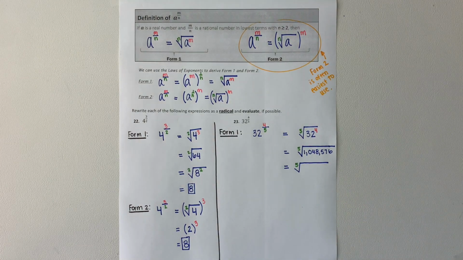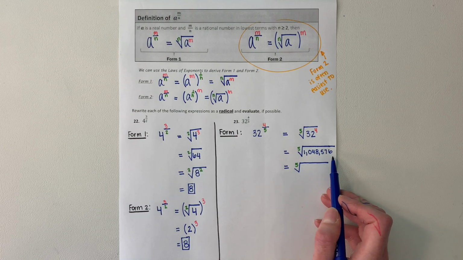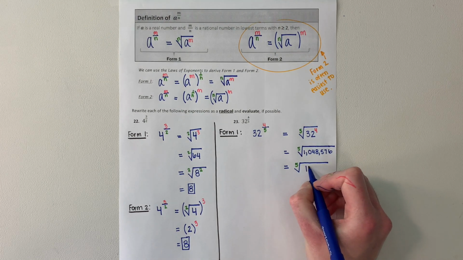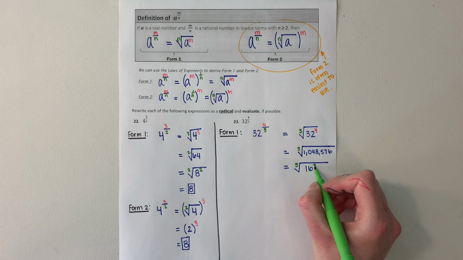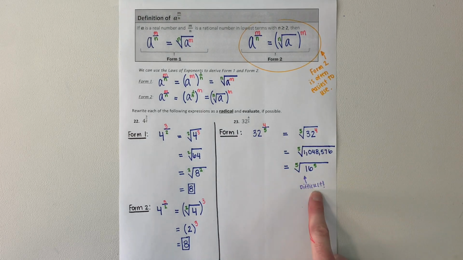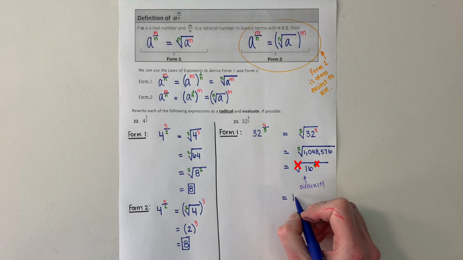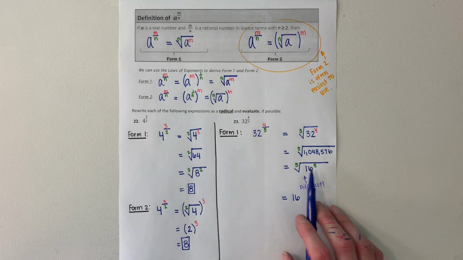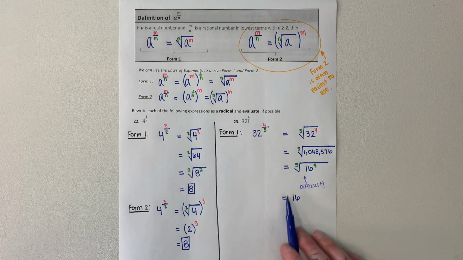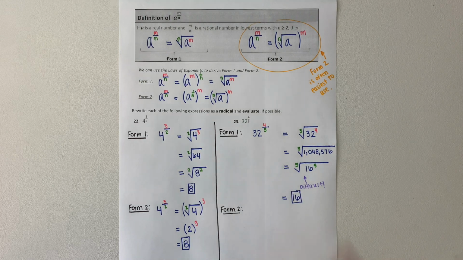Eventually you'd figure out that 1,048,576 can be rewritten as 16 to the 5th. But I wrote here that this is quite difficult, and we'll see that form 2 is actually much easier. But if we proceed, now that these numbers match, they cancel, and we'll be left with 16. And remember, when this matching number is odd, you don't have to ever use absolute value bars. Let's solve this problem using form 2, and we'll see that it's much easier.